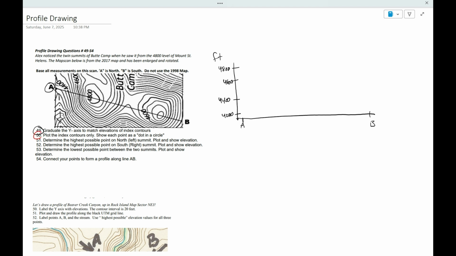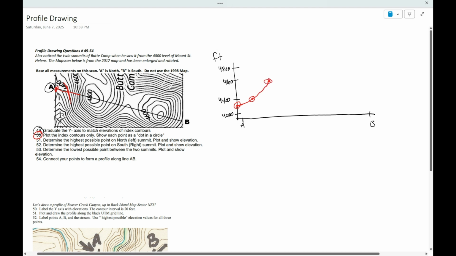Alright, so next it asks, plot the index contours only, show each point as a dot in a circle. And so here you would want to line up a piece of paper over here and then mark exactly where each index contour lies. For now, we're just going to do it by eye. And so we can see that point A is less than this index contour of 4,400. And so that means our line starts somewhere over here. Okay? And so it said we're going to plot this with a dot and a circle. And then we see that our line goes up to 4,400. So we're going to plot that right there. Then we see it keeps going up and it hits 4,600. So maybe we'll plot that over there. Then, as we can see, it goes up again to 4,800.